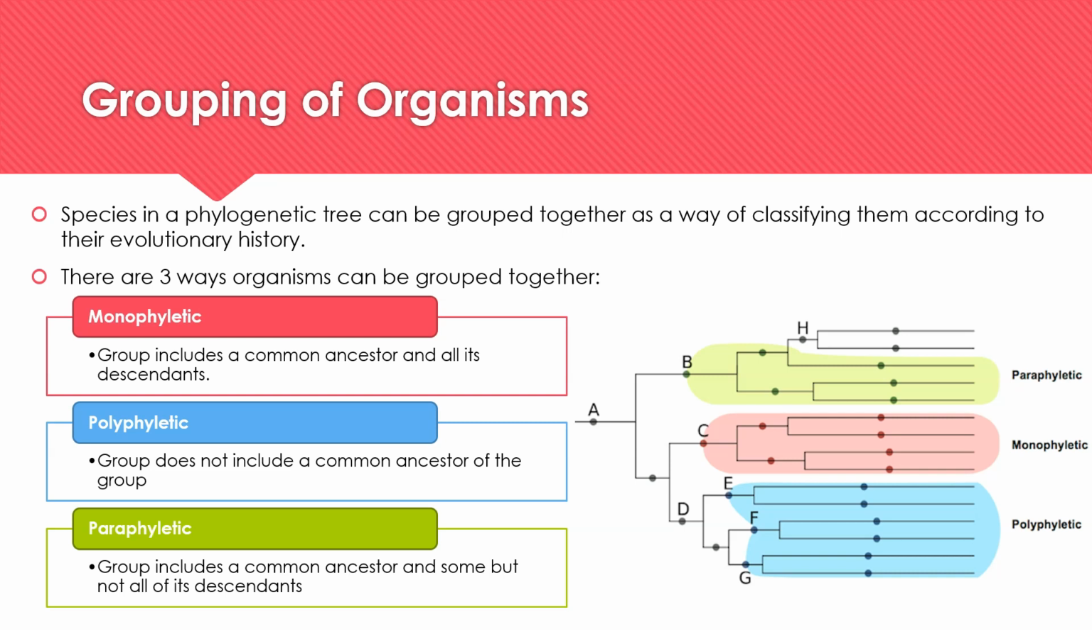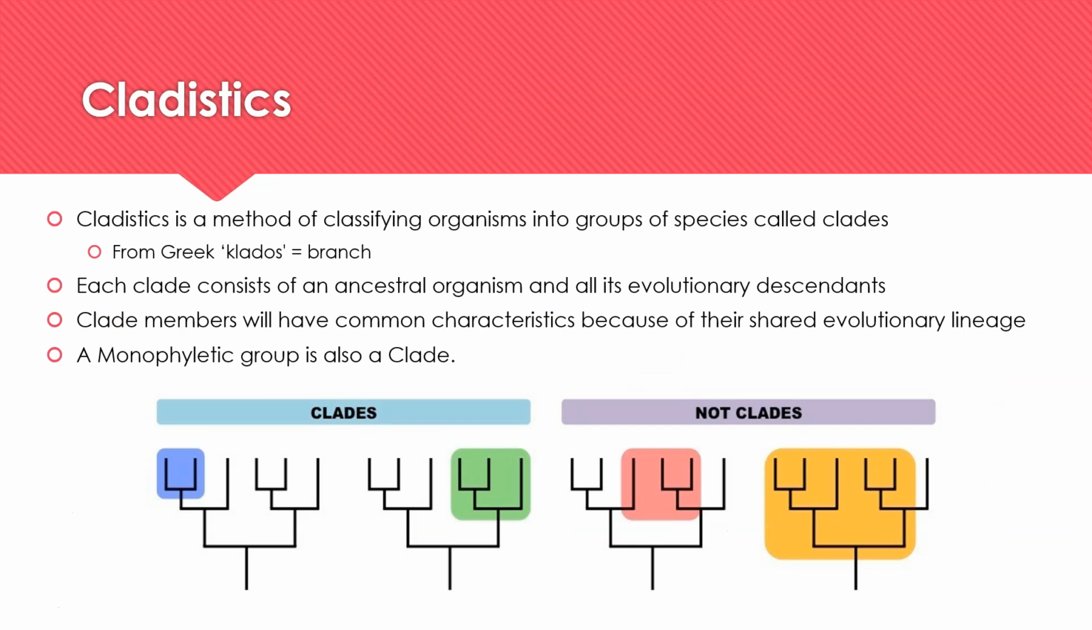Paraphyletic is an interesting one. You have the common ancestor, but you maybe didn't include all of the descendants, and that's the one in green on the diagram. So you can see that B was included, and most of B's descendants were as well, but not H and its descendants, even though technically they are descendants of B. So this is paraphyletic, where it's most of the phylum, most of these organisms, but not all of them, some have been excluded. So those are the three ways we can group organisms. There's also a technique known as cladistics, which is where we classify organisms as the groups of species that we would otherwise call clades.